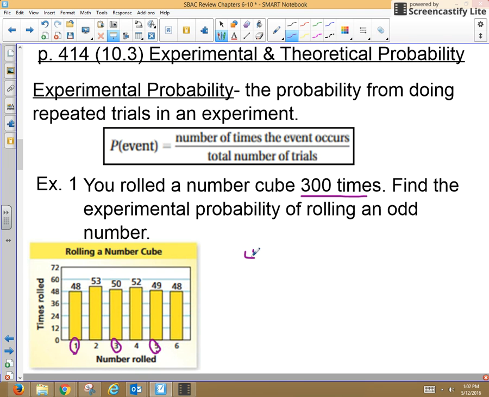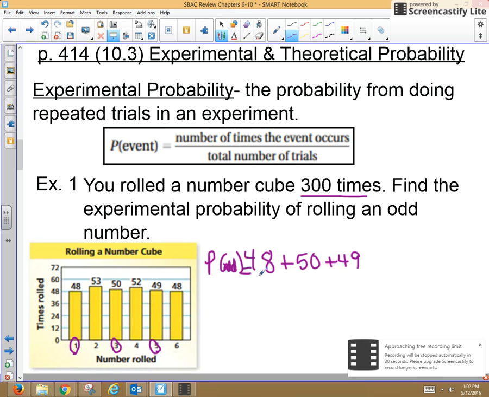We rolled a 1 48 times. We rolled a 3 50 times. And we rolled a 5 49 times. So those are the 3 parts, and this is all probability of rolling an odd. So I'm going to write probability of odd equals this number over 300. I would like you to finish this example on your own and go ahead and check your work. You should have, when you add these up, 147 divided by 300.